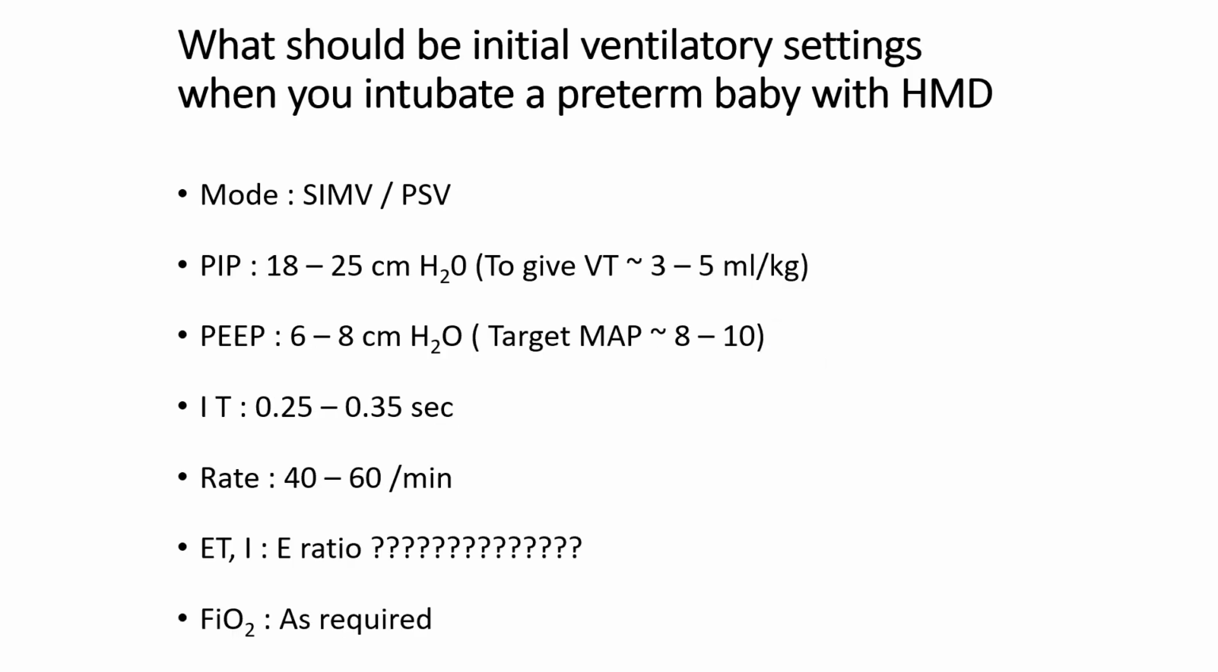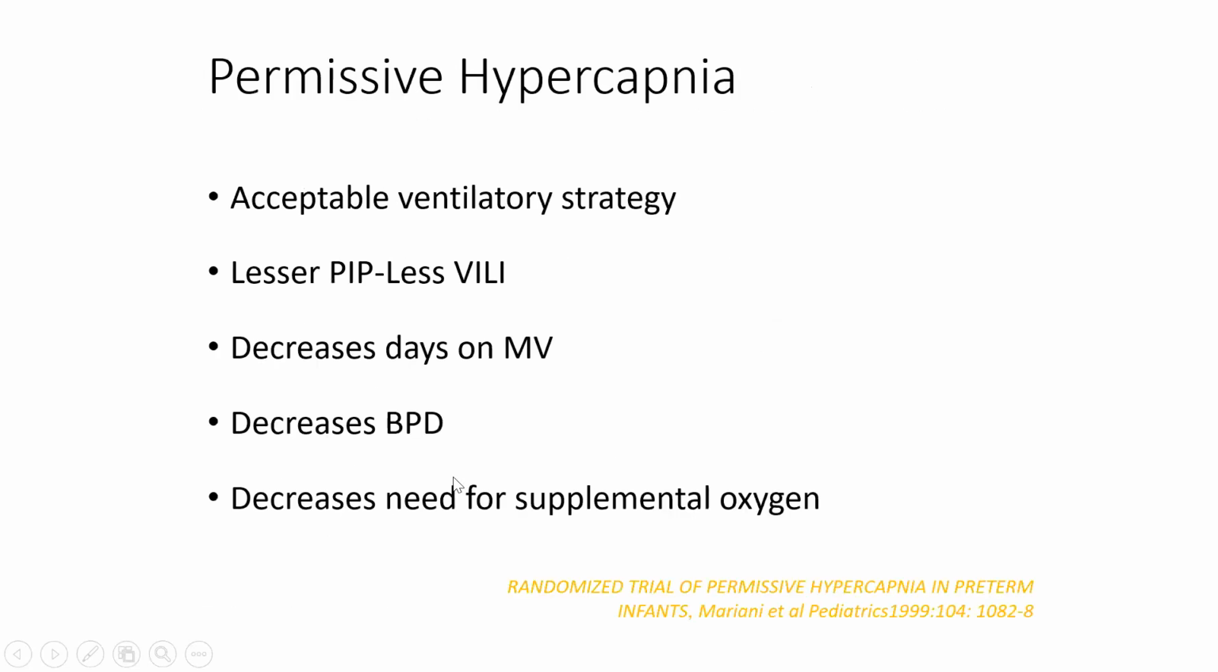So for mechanical ventilation, if you have to start a baby with HMD on respiratory support, we can choose SIMV mode with PSV, or PIP of 18 to 25 and PEEP of 6 to 8, with I time of 0.25 to 0.35 and a rate of 40 to 60.